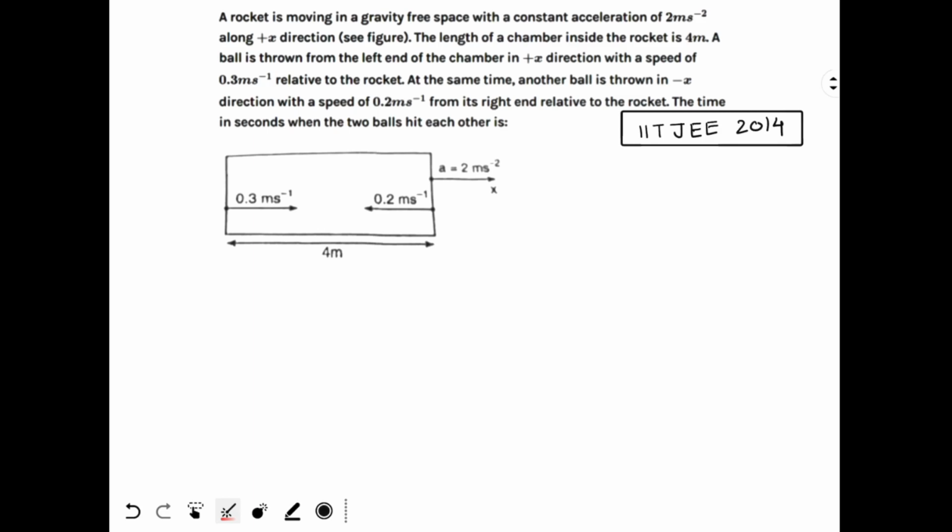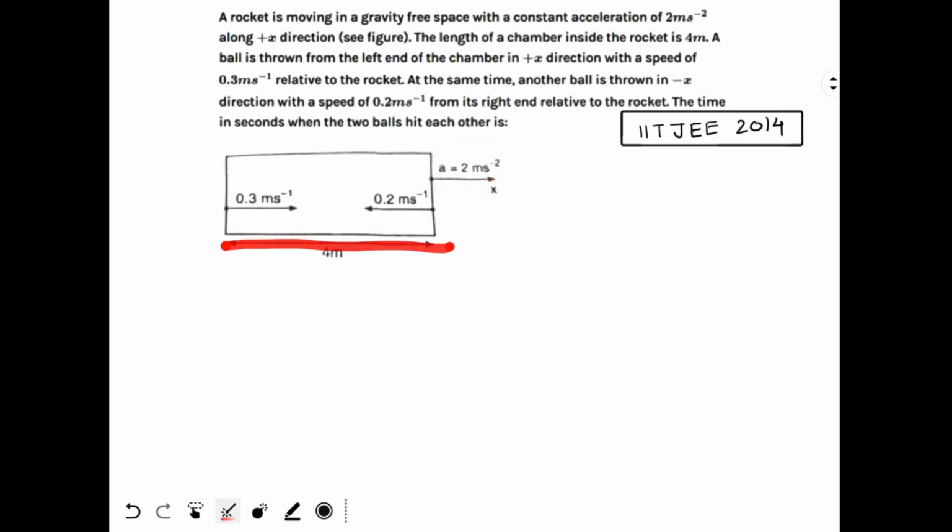Okay, here's a question from IITJEE 2014. This is an integer type question. I'll explain what the question says. This is a rocket. The rocket has acceleration in the positive x direction of 2 meter per second square. The length of the rocket is 4 meter.